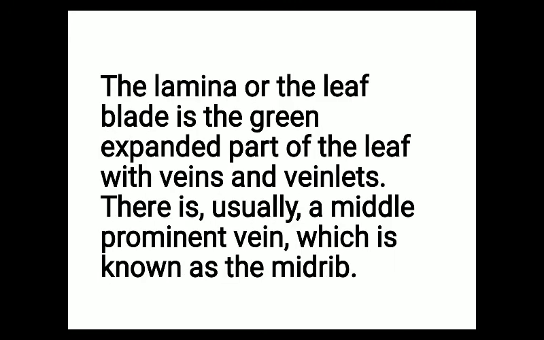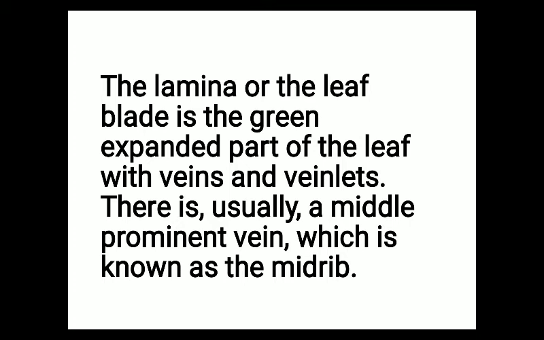Now we come to the third part of the leaf, which is the lamina part. The lamina or the leaf blade is the green expanded part of the leaf with veins and veinlets. There is usually a middle prominent vein which is known as the midrib. The lamina is also known as leaf blade. So the other name of lamina is leaf blade.